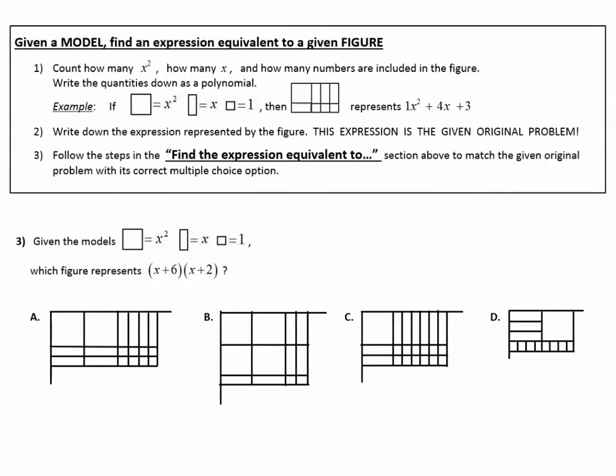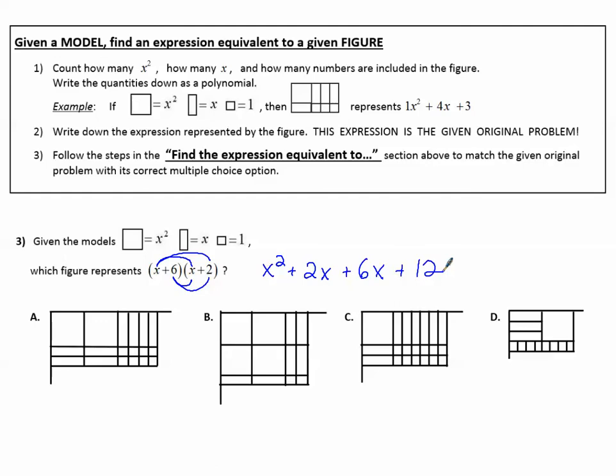Now sometimes you're going to see problems that say, given a model, find the expression equivalent to the given figure. So to do this, there's a couple ways. If we know how to multiply out this expression, that's what we could do first. For example, distribute the x. X times x is x squared. X times 2 is 2x. 6 gets distributed as well, so 6 times x is 6x, and 6 times 2 is 12.